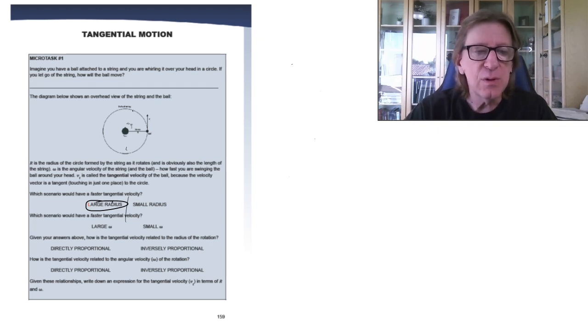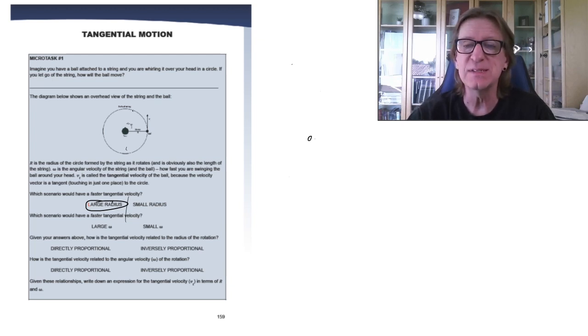So which scenario here would have a faster tangential velocity? So here we've got the same radius. So the string is the same. So this is R and this is R. And we're trying to make those the same, but it's going to be close enough.